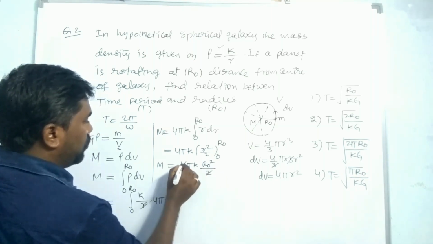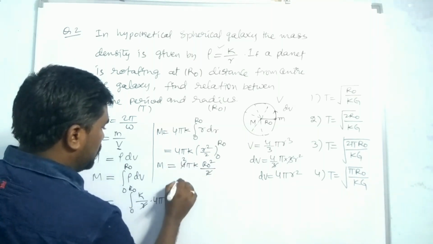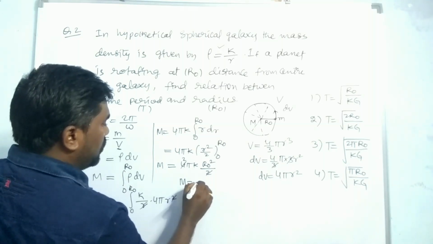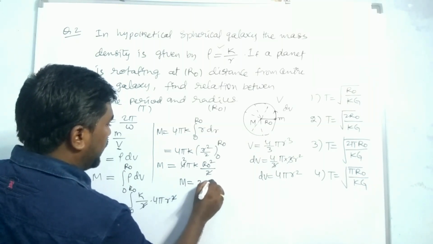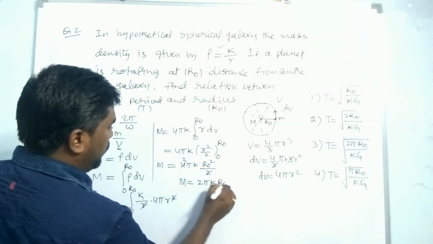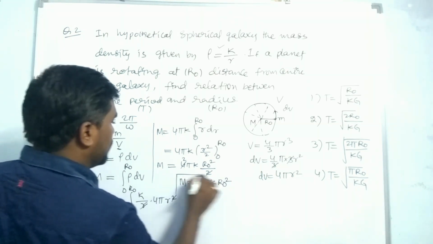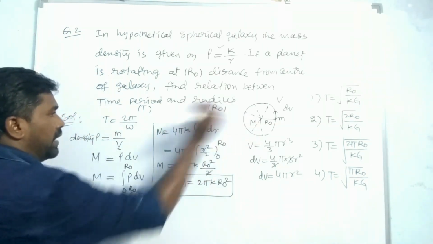So this 2 and 4 will be cancelled out, 2 times. M is equal to 2 pi k r naught square. So this is the mass of the galaxy.